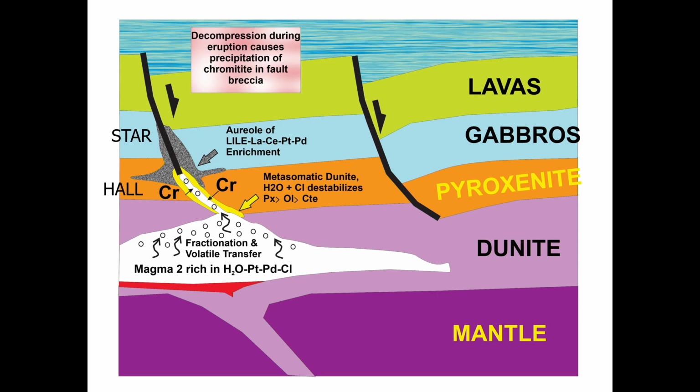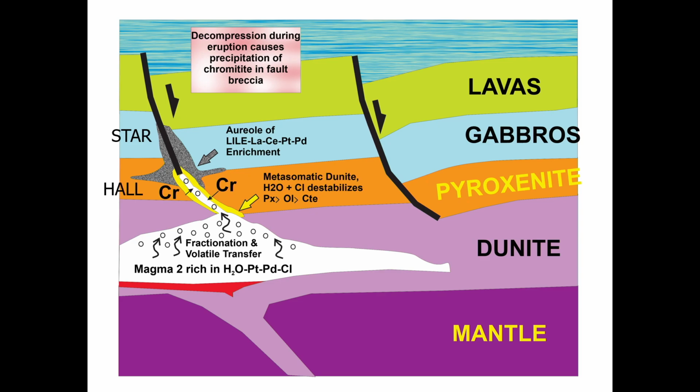Lots of chlorine, which favors solubilization of platinum, palladium, and chrome. Now imagine it's injecting along a fossil fault, resorbing its walls, and the destabilizing effect of chlorine is it destabilizes pyroxene more than olivine, more than chromite. And that's why you get that dunite halo and the chromite at the core.